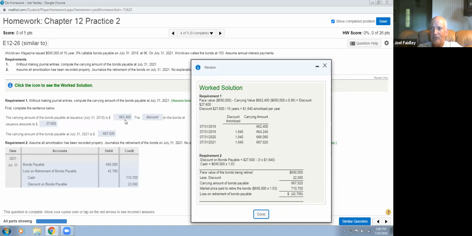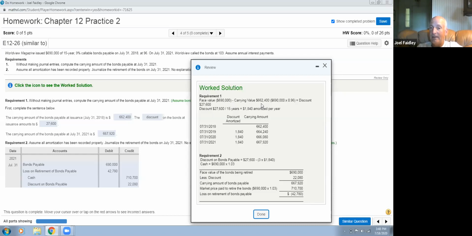They don't have you do the actual journal entry for issuing the bonds. Nothing wrong with doing that if that's the way you understand it. In fact, I would encourage you to do that. But to face value 690, they're issued at 96. So 96 times 690 is 662,400, leaving a discount of 27,600. So you're thinking debit to cash for 662.4, debit to discount for 27.6, and credit to bonds payable for 690. So that's the original entry you would have made.